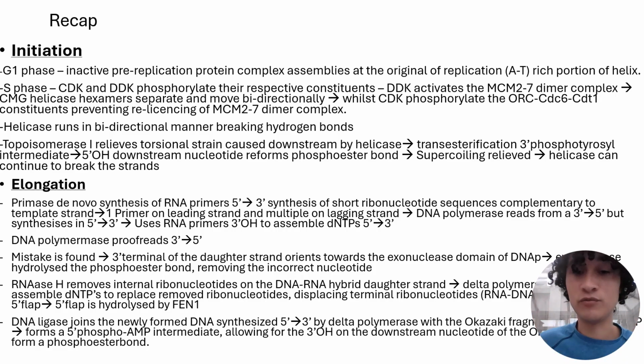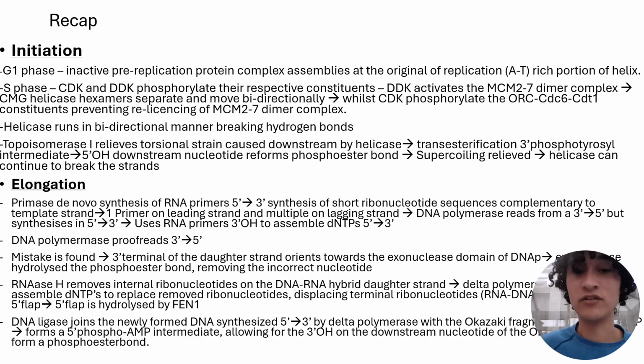They'll go in a bidirectional manner, and they'll run across, breaking that double helix strand. Cyclin-dependent kinase will quickly come along and phosphorylate the remaining ORC, CDC6 and CDT1 constituents to prevent the relicensing of another MCM2-7 dimer. Okay, and as both the helicases, the CMG helicases, are running down the double helix, they're breaking those bonds, but downstream or upstream, where you've got the double helix still intact, it's resulting in torsional strain and supercoiling. So eventually helicase is going to come to a standstill, but that's where topoisomerase type 1 comes in.